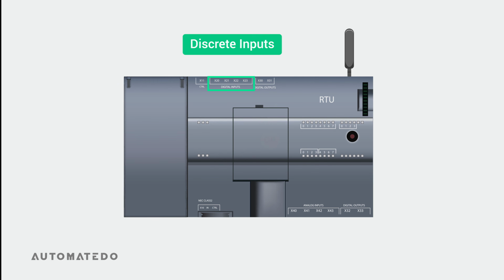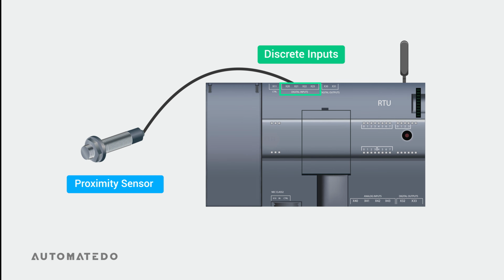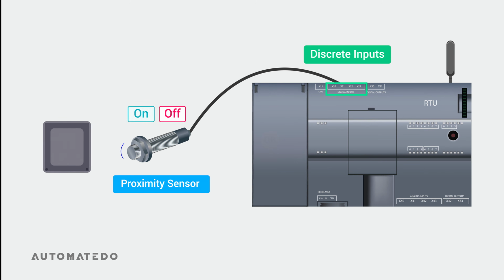Next, we check the discrete input section. This component is used to acquire states of discrete parameters locally from field devices that only have two statuses. These devices are either completely on or completely off, such as a proximity sensor.